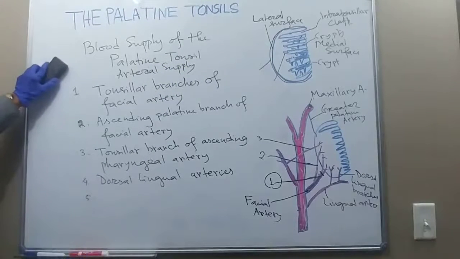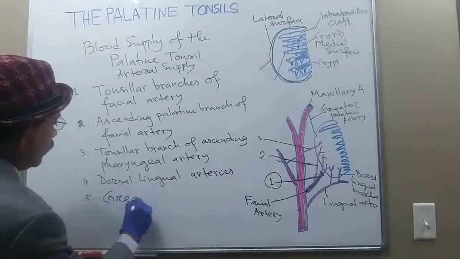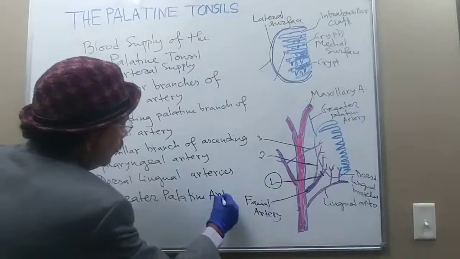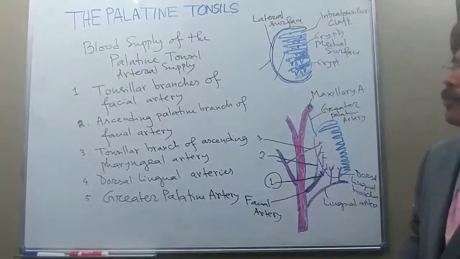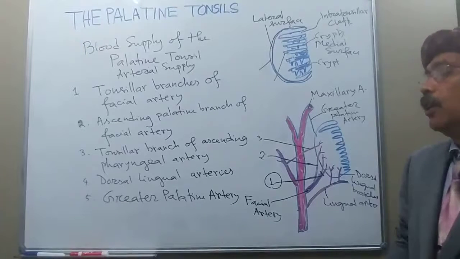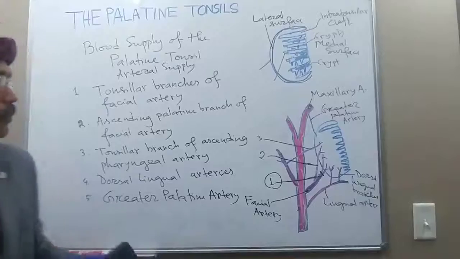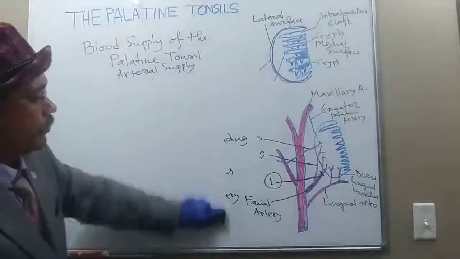Now we'll go to the venous drainage. Number 5 is the greater palatine artery. So we got the blood supply of the tonsil: tonsillar branches of the facial artery, ascending palatine branch of the facial artery, tonsillar branch of the ascending pharyngeal artery, dorsal lingual arteries, greater palatine artery. They all supply the tonsil. Now we'll go to the venous drainage.